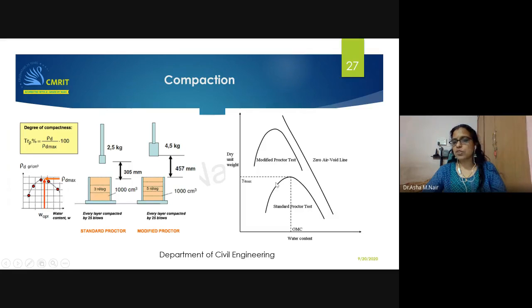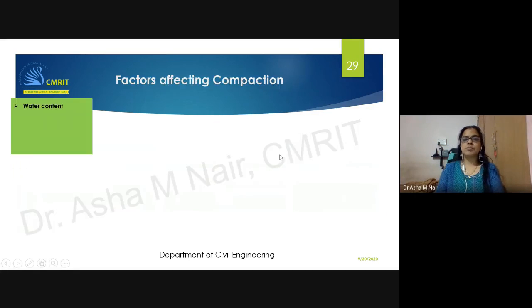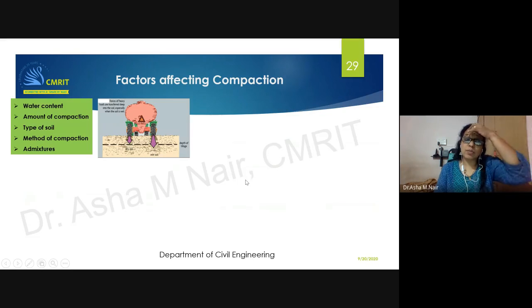And compaction also, I think we got 2-3 questions based on the standard compaction test and modified compaction test. This table is also very important because today we had a couple of questions based on this. So please make sure that you are very clear about it. Factors affecting compaction I have also told, and we had a few questions in this regard.